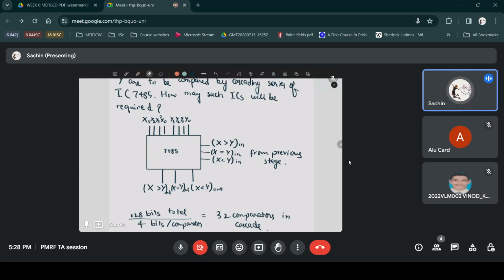By not doing cascade connection, if you do parallel connection, then you can use a lesser number of comparators to compare the same number of digits.